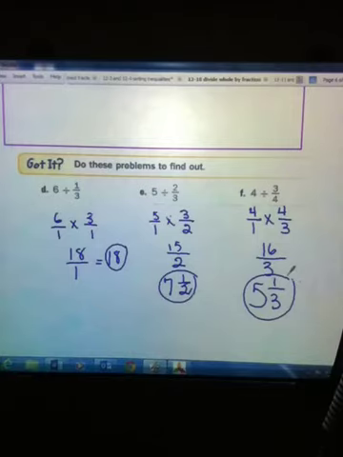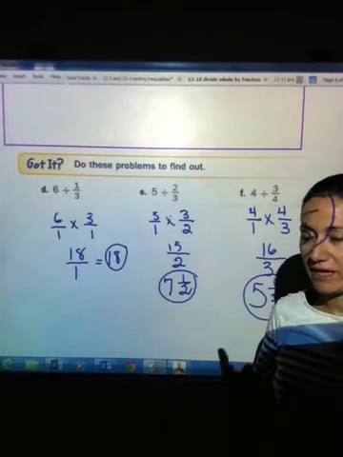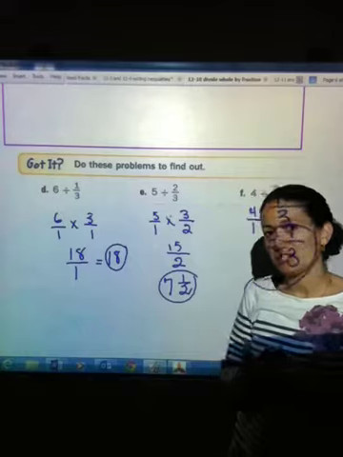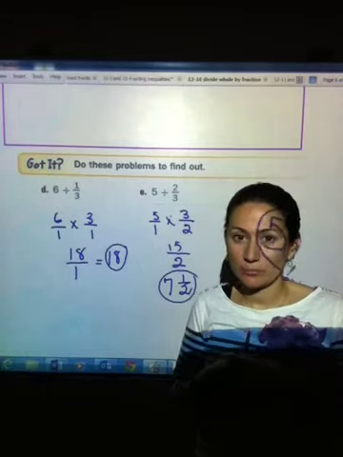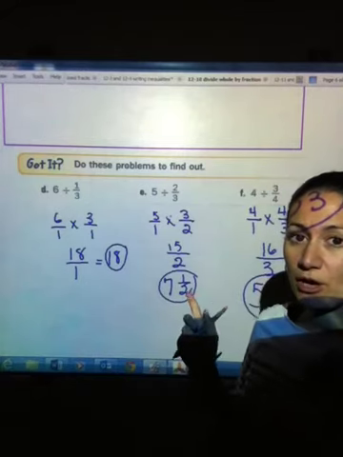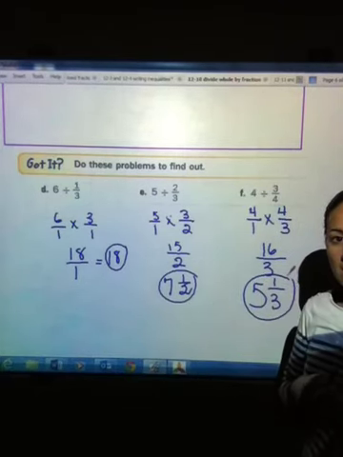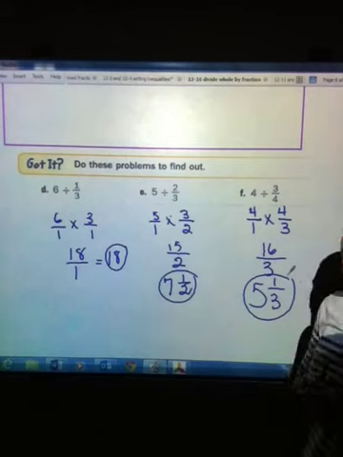How did you do? Do you remember the vocabulary word that means to flip a fraction? What is it? That's right, the reciprocal. Come tomorrow with your notes and your examples and be ready to do some more practice with dividing fractions.